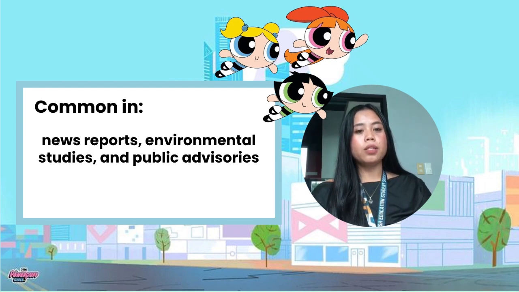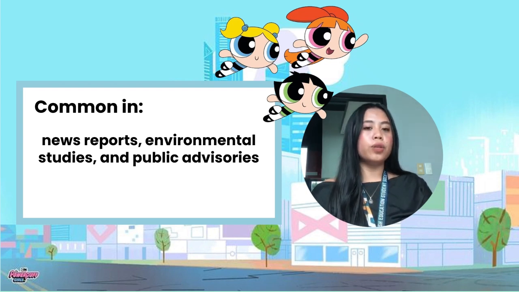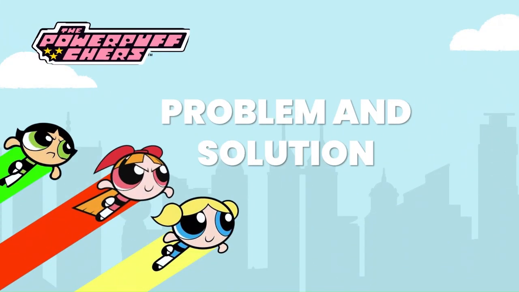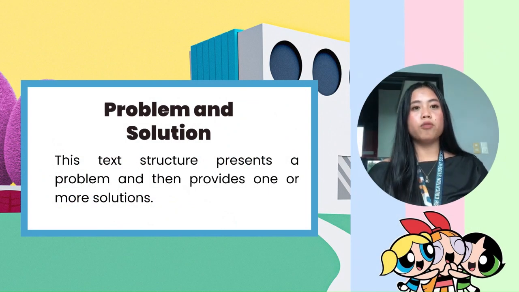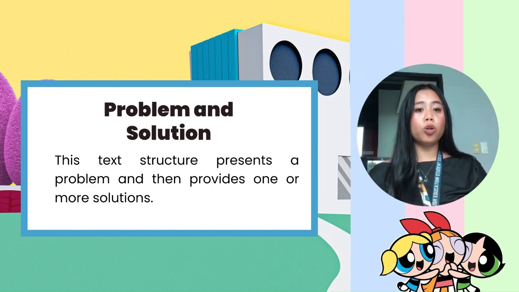In the Philippines, this structure is commonly used in reports, environmental studies, and public advisories, helping people connect actions with outcomes and promoting awareness about solutions. The fourth structure of an expository text is problem and solution. Now, this type of structure presents a problem and then provides one or more solutions.